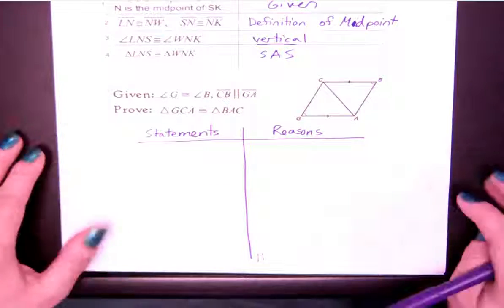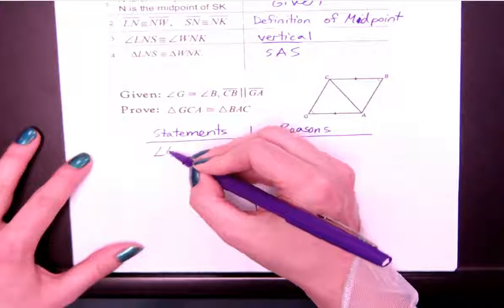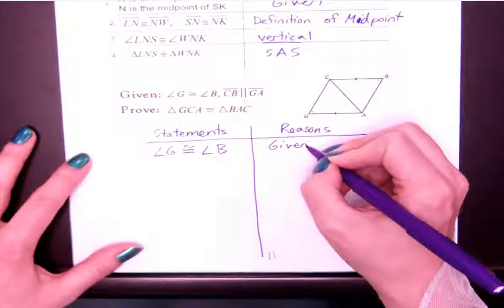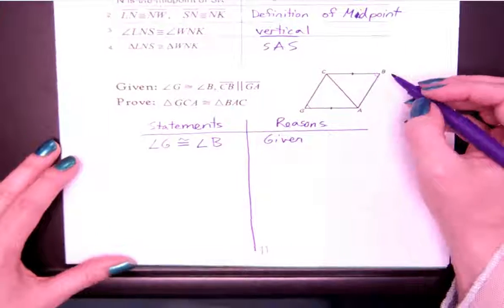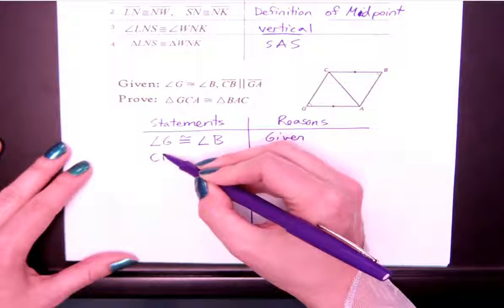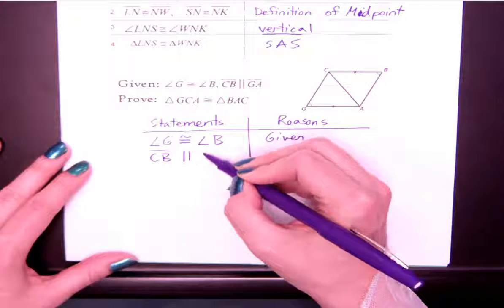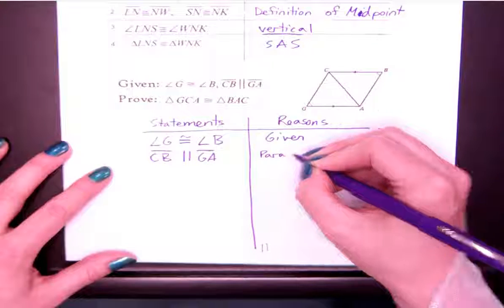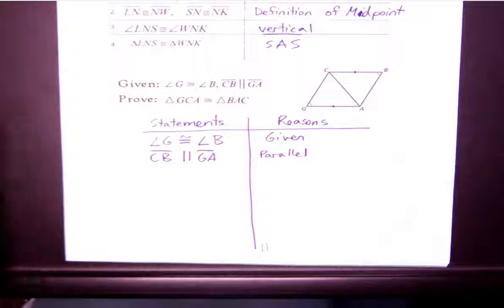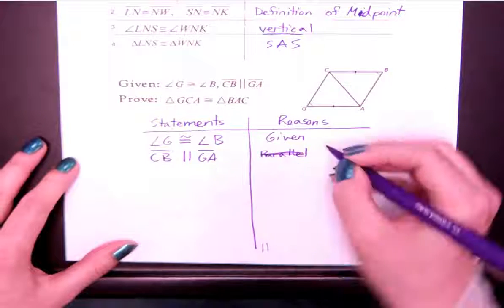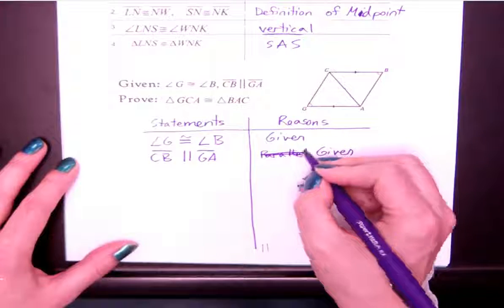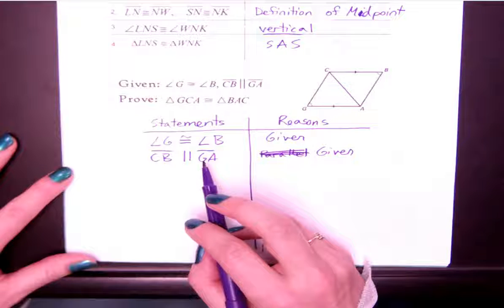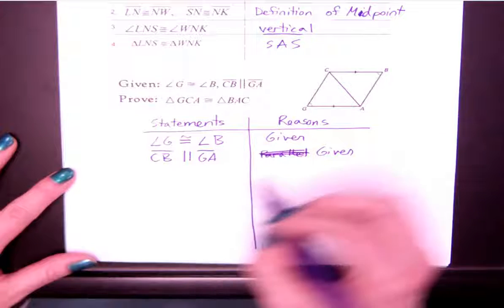What do I always start with? Given. So angle G is congruent to angle B. And that's already marked on the drawing for me. And second, CB, what does that symbol mean? Parallel. So CB is parallel to GA. Oh, I'm sorry, that is totally given, not parallel. Do you remember what to look for when you have parallel lines? Arrow. Yeah, so the arrows.